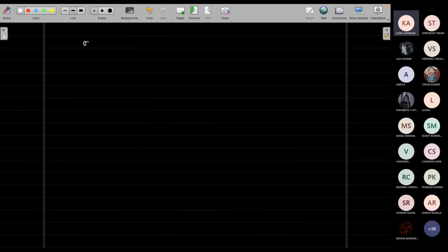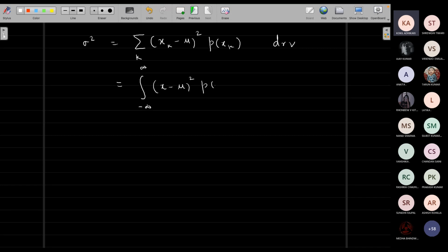So sigma square will become the sum over k of (x_k minus mu) square p(x_k). This is as simple as that for a discrete random variable, and the integral from minus infinity to infinity of (x minus mu) square p(x) dx for a continuous random variable.